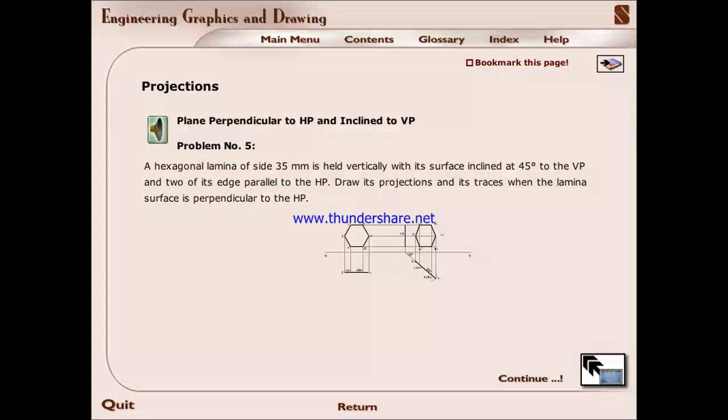Plane perpendicular to the HP and inclined to the VP. Problem number 5. A hexagonal lamina of size 35 mm is held vertically with its surface inclined at 45 degrees to the VP and the two of its edges parallel to the HP. Draw its projections and its traces when the lamina surface is perpendicular to the HP.